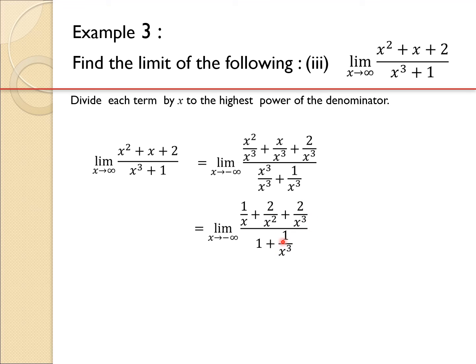You simplify, but 1 over x becomes 0, 2 over x squared becomes 0, 2 over x cubed also becomes 0, 1 over x cubed becomes 0. So you get what? 0 over 1. This is 0. So the answer equals 0.